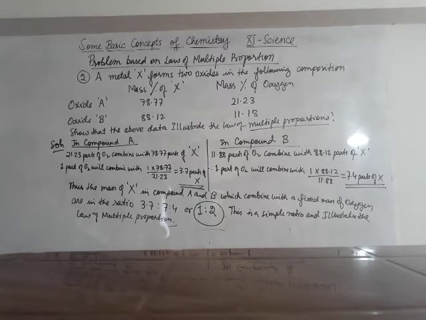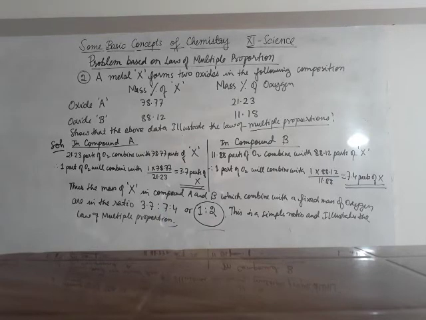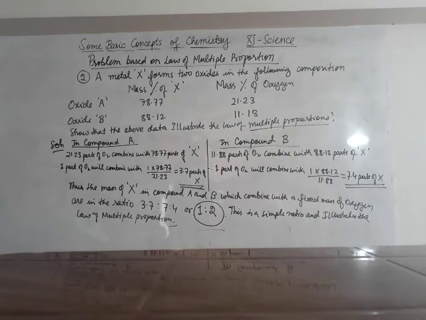A metal X forms two oxides in the following composition. Mass percentage of X in oxide A is 78.77. Mass percentage of oxygen in compound A is 21.23. And in oxide B, percentage of X is 88.12, percentage of oxygen is 11.18. So whenever you do a problem based on multiple proportion, make these two columns, because we have to use two compounds over here.